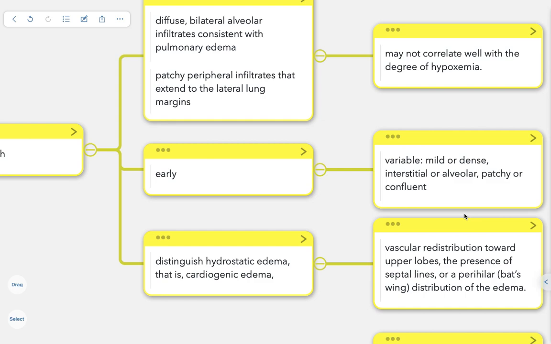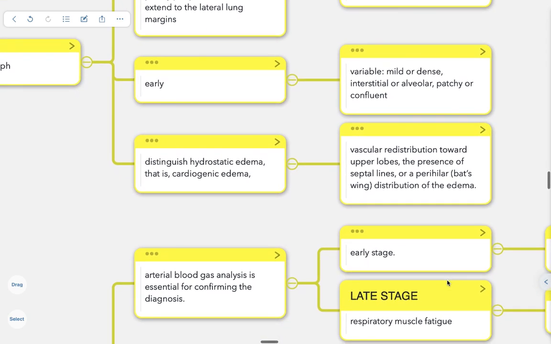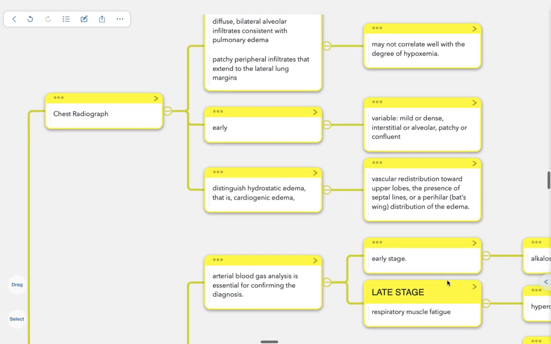It is very important for us to distinguish hydrostatic edema, that is cardiogenic edema. So, in cardiogenic edema, on chest X-ray, you get a vascular redistribution towards the upper lobes and presence of septal lines, that is Kerley B lines, or a perihilar distribution, that is a bat wing appearance of the edema, right? So these are the findings that you get on chest X-ray.